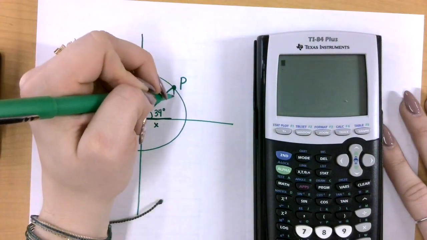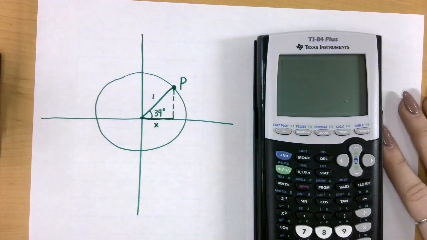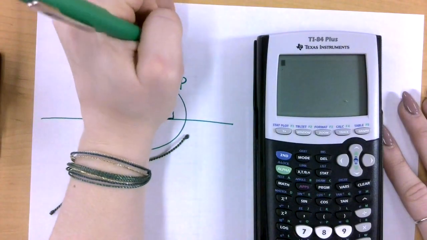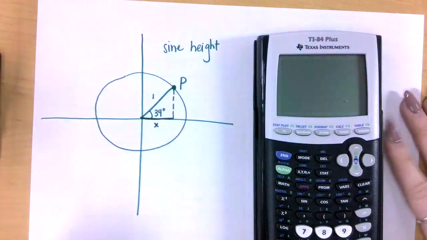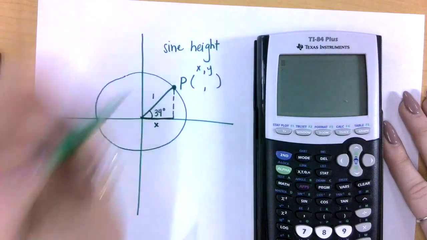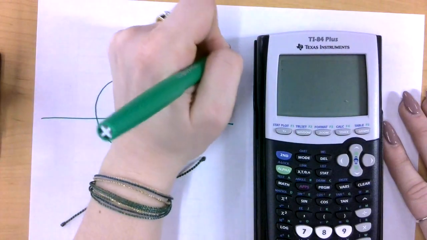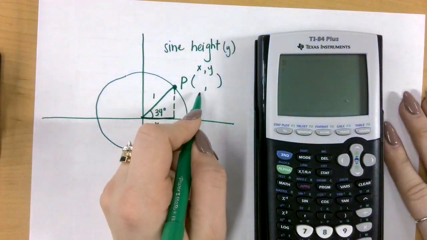And I am also going to use what I've already learned about sine. So I know sine is my height here because I want the coordinate x, y. And sine, again, is my y. Okay, so we need to find x here, or our base, to plug in here.